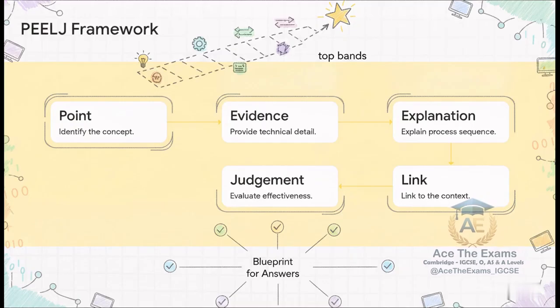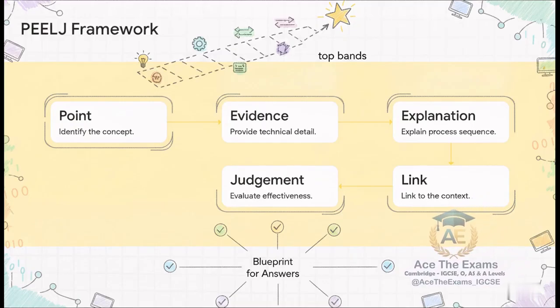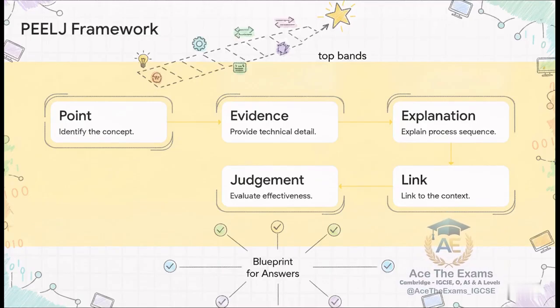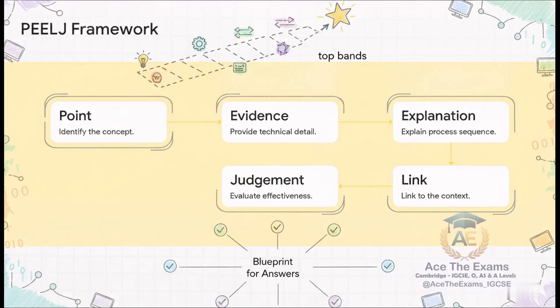First, you make your point by identifying the core concept. Then, you provide your evidence, which is your technical detail. Next is your explanation of how the sequential process actually works, step by step. Then, and this is the absolute deal breaker, you link it straight back to the context provided in the question.